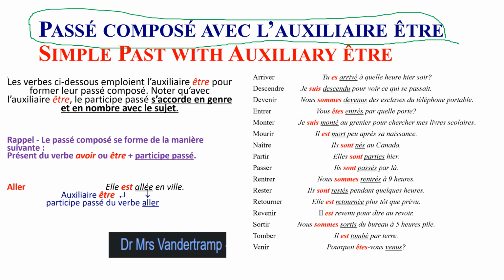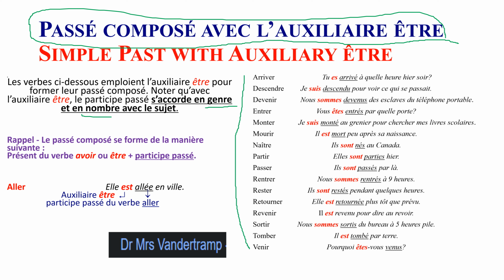We are looking at le passé composé avec l'auxiliaire être, the simple past with the auxiliaire être. Okay? The following verbs, and here I'm referring to these ones, they use the auxiliaire être when we conjugate them in the past, meaning the simple past, le passé composé. It should be noted, however, that le participe passé s'accorde en genre et en nombre avec le sujet, meaning when we use l'auxiliaire être, the participe passé, the past participle, agrees in gender, masculine or feminine, and in number, singular or plural, with the subject.